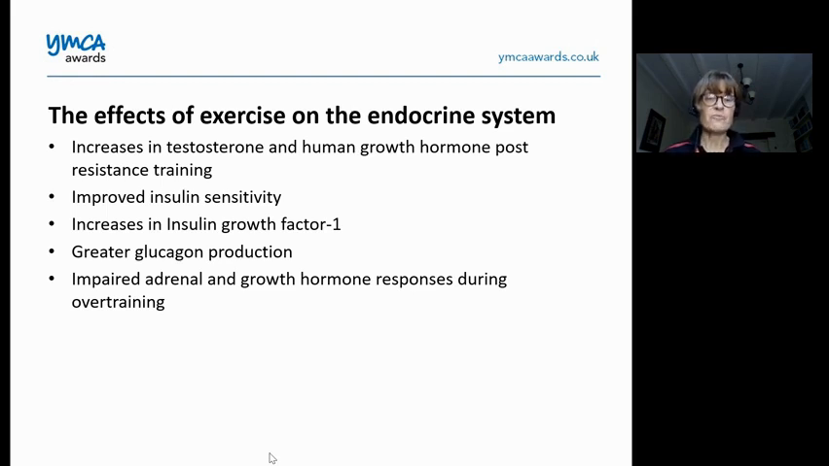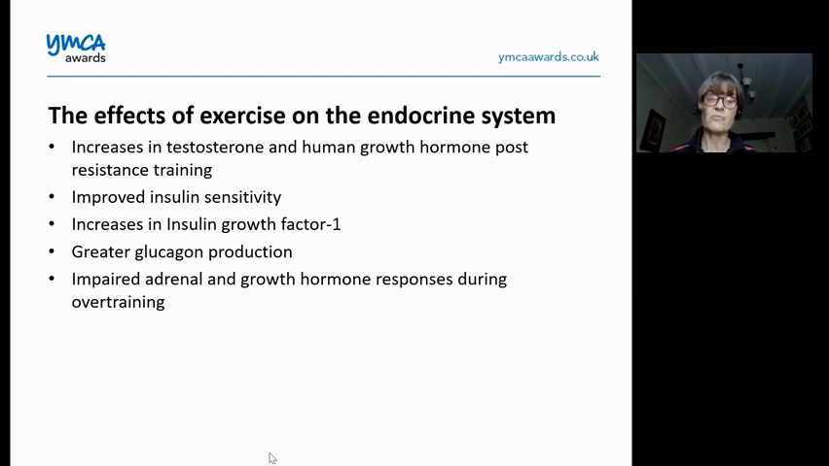You get greater amount of glucagon production as a result of exercise. So that's going to be converting your stores of glycogen into glucose. So increased levels of those. And also, once you're into the realms of overtraining, then you start getting problems with impairments in adrenal and your growth hormone responses.